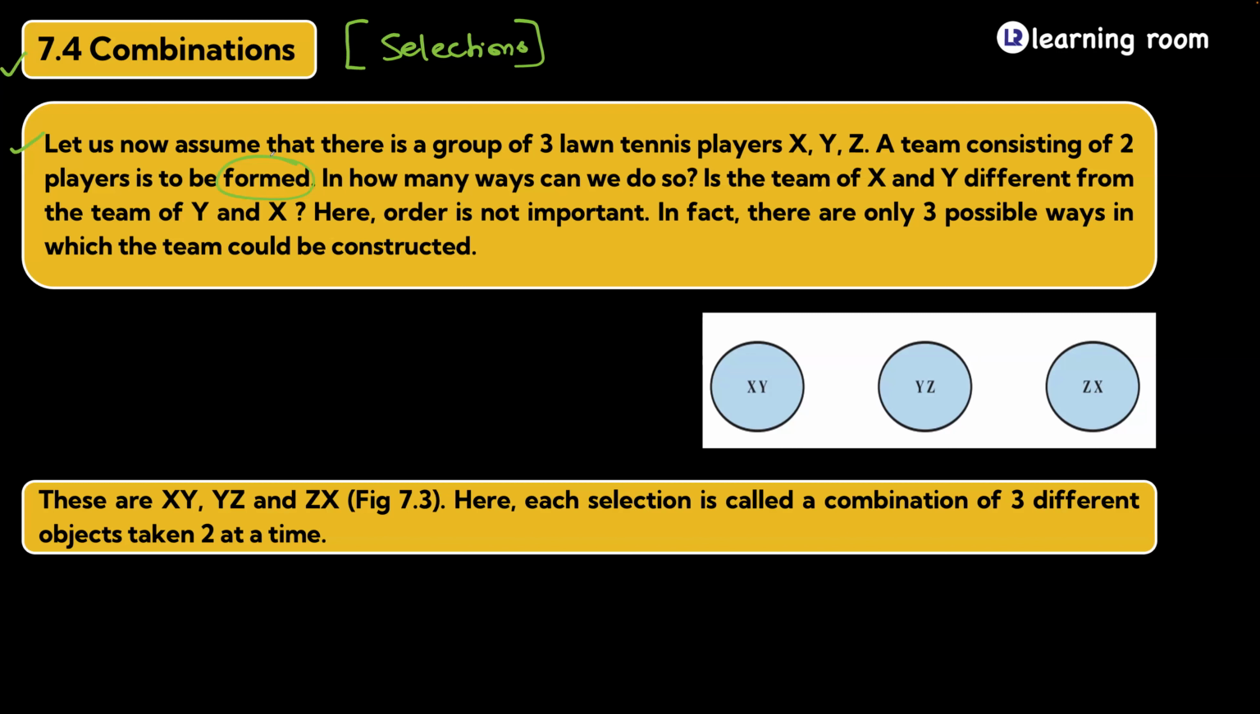This is where I would like to stress. If the same keyword formed is used for letters or numbers, it becomes permutation. Because how were the questions in the previous exercise? We saw that how many words can be formed using the letters. So formed in the case of letters or numbers is going to be permutation.